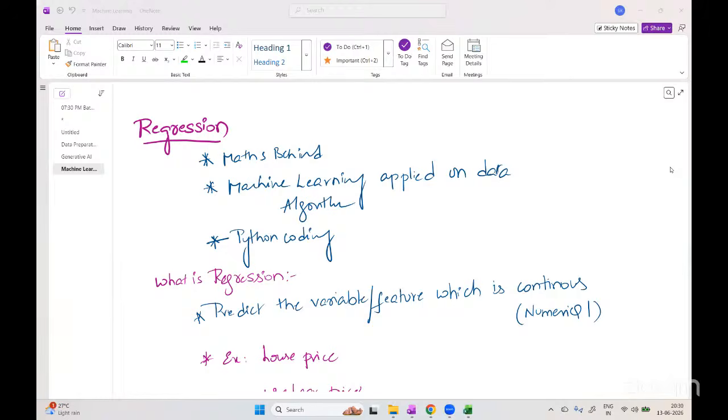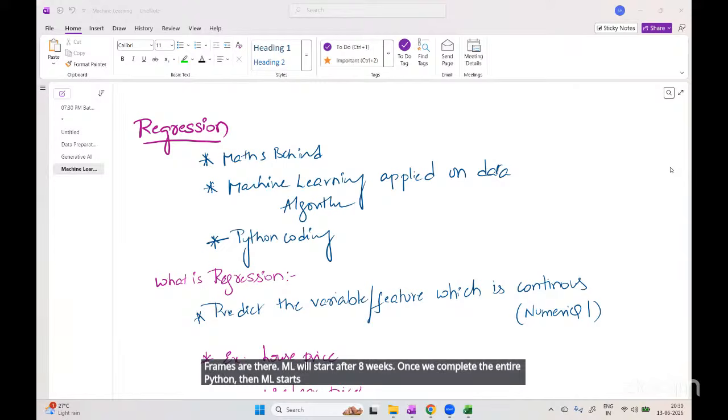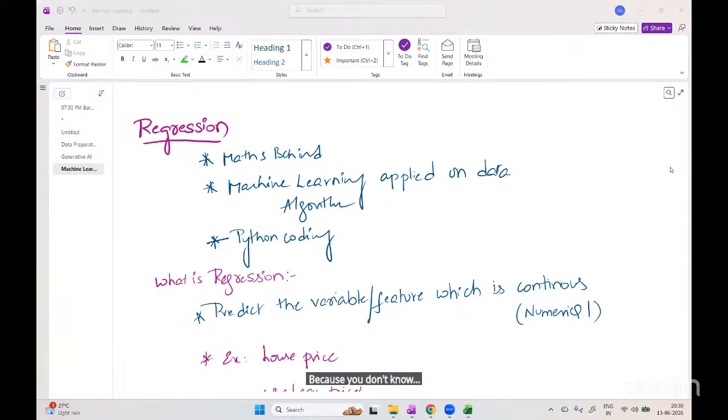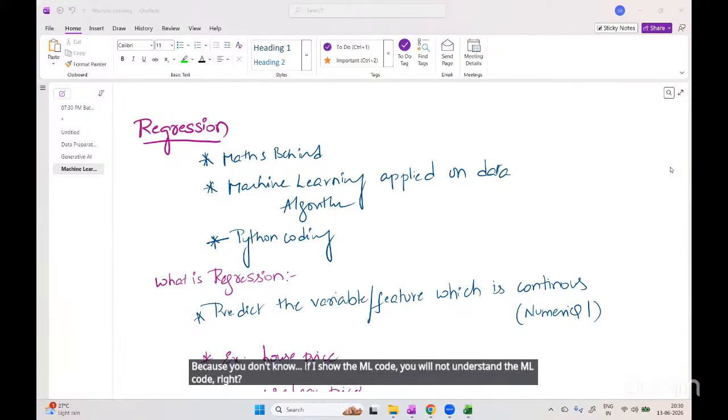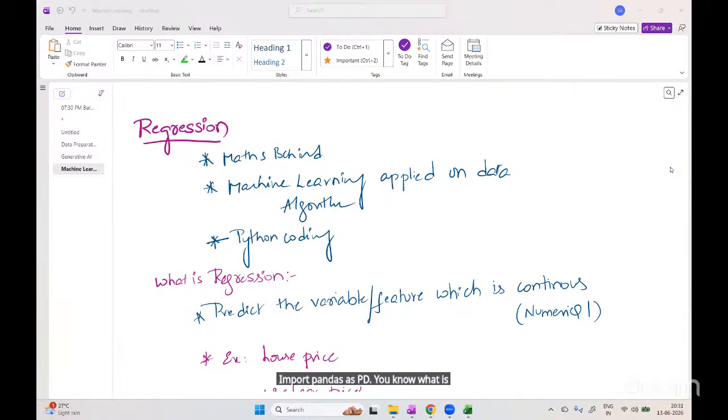When will the ML start for the new batch? Prem Sagar, ML will start after 8 weeks. Once we complete the entire Python, then ML starts. Because if I show the ML code, you will not understand it, right? Import pandas as pd. Do you know what pandas is? What is meant by as? So all these things first have to be completed.